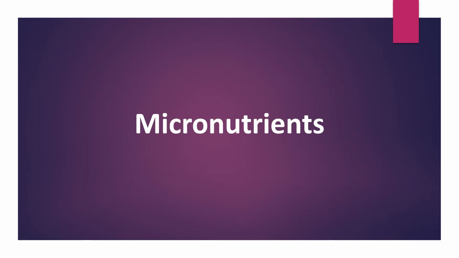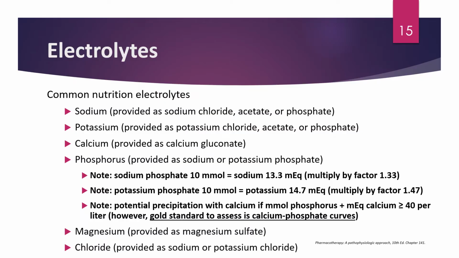Next, we'll talk about micronutrients. So micronutrients, remember, include electrolytes, trace elements, and vitamins. Our common nutrition electrolytes are sodium, potassium, calcium, phosphorus, magnesium, and chloride. And each of them has its own set of salts that are provided within parenteral nutrition.